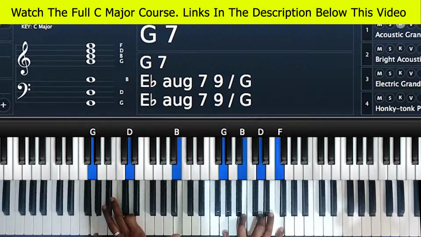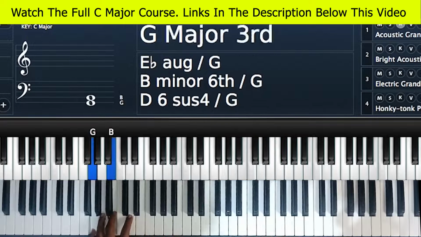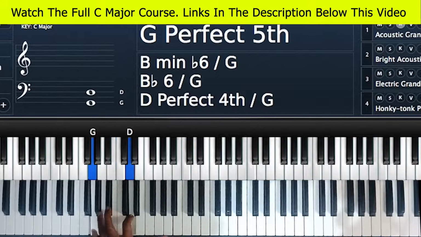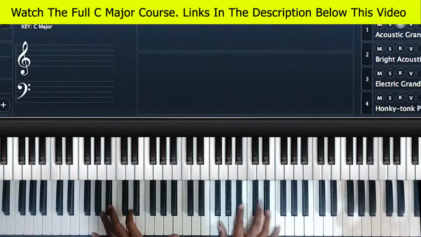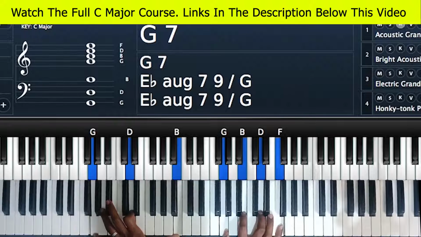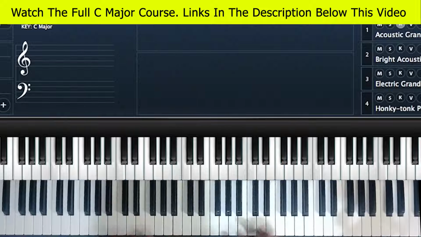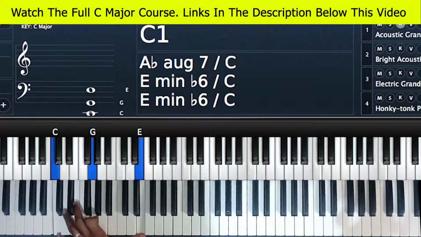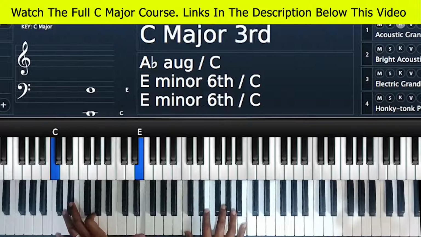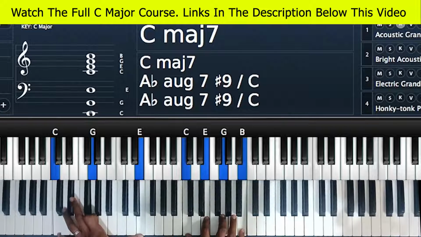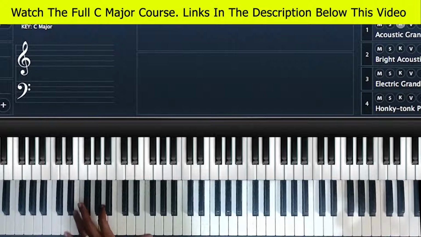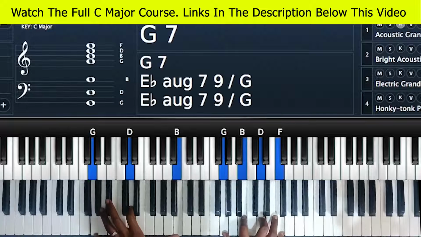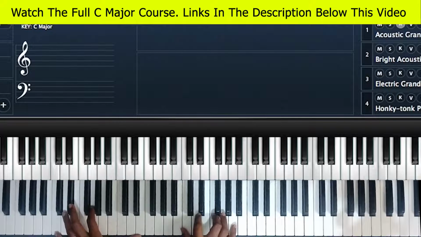Okay, just the same concept. Drop 2, drop the B, so it's G, D, and B. Okay, and then on the right, G dominant 7th. And then for the 1, we can do the same thing, C, G, and E. Okay, and on the right we have C major 7th. So that becomes our 2, 5, 1.